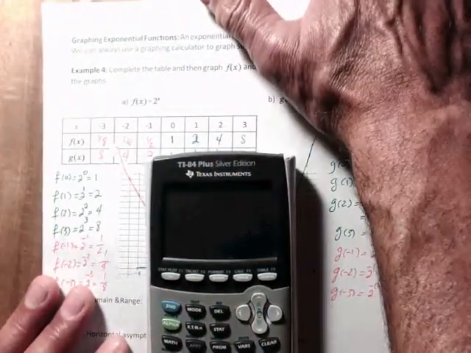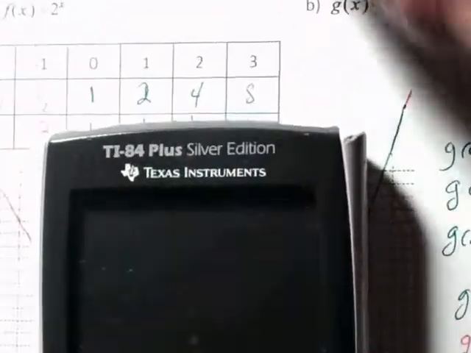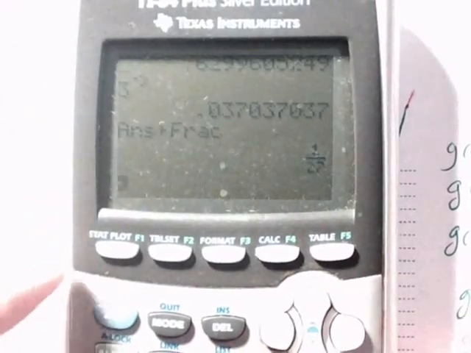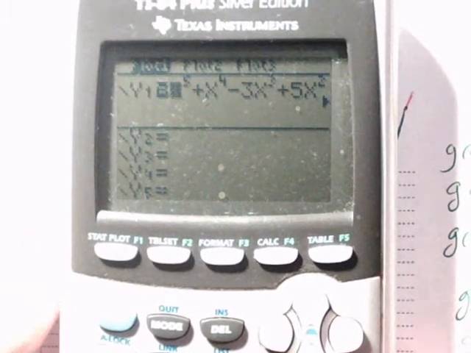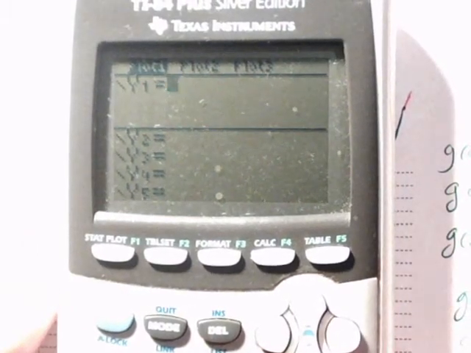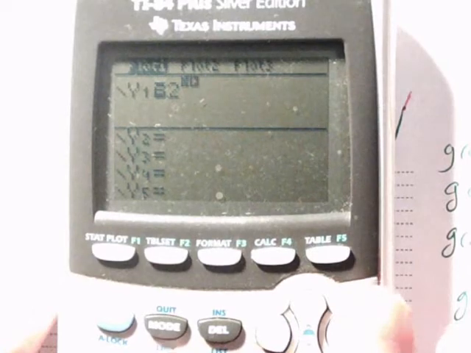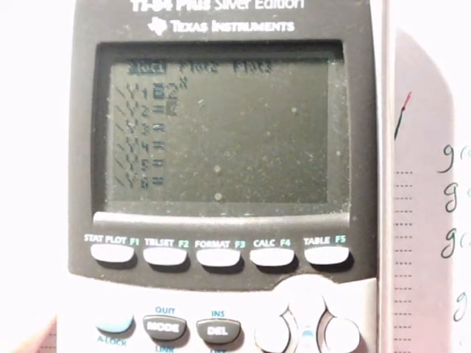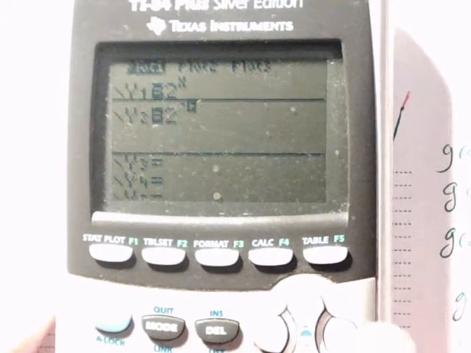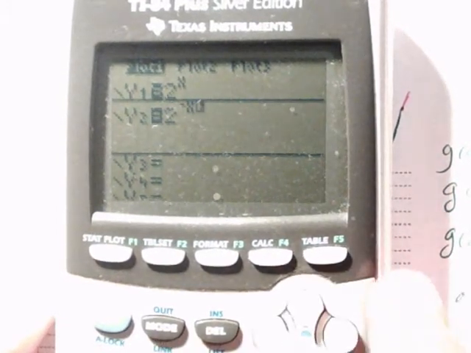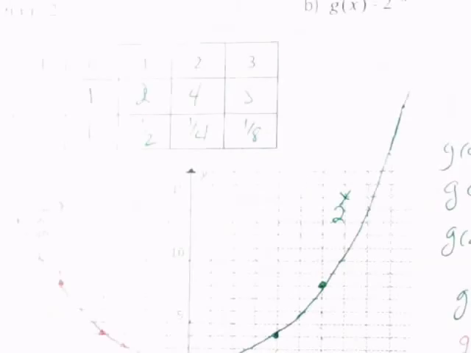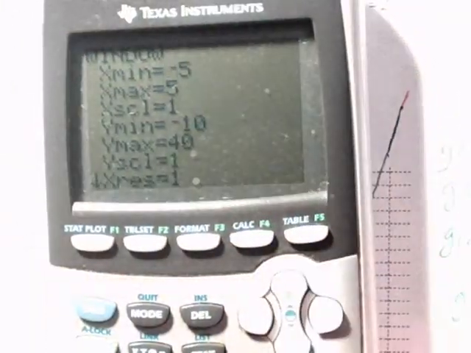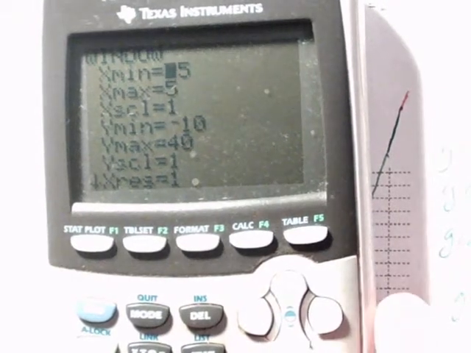So let me make this one bigger a little bit. I go to y equals, say, 2 to the power x, and then I go to the second one, say 2 to the power negative x. The window, I want to use the same window I had here, so I'll go to window from -5 to 5.